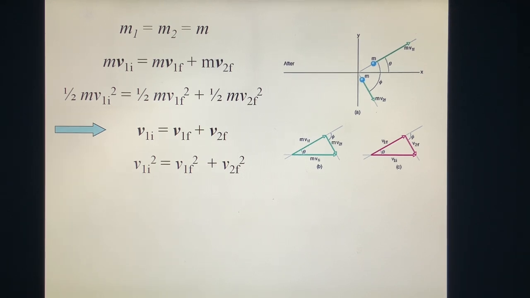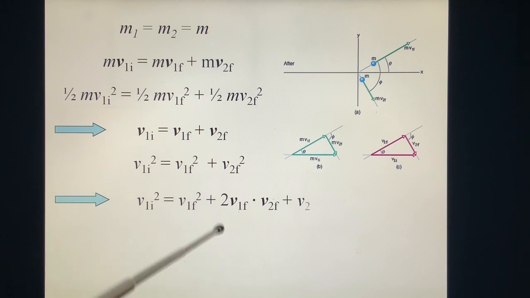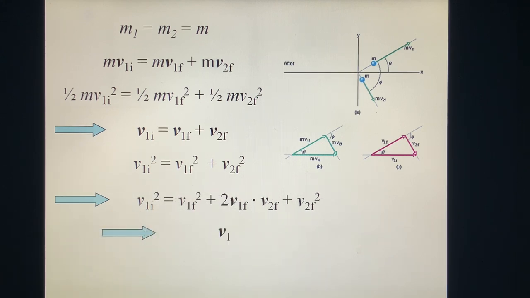Now let's see what's happening. We square both sides of the vector equation. This becomes V1 initial squared equals V1 final squared plus 2 V1 final dot V2 final plus V2 final squared. We compare this with the energy equation. Two terms are equal, so the extra term must be zero. Since the vectors themselves are not zero, the dot product equal to zero means cosine theta equals zero. Theta is 90 degrees. They are perpendicular.